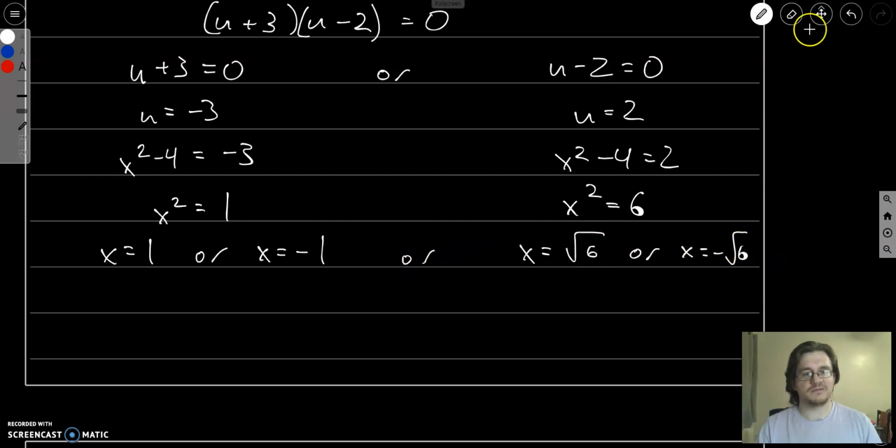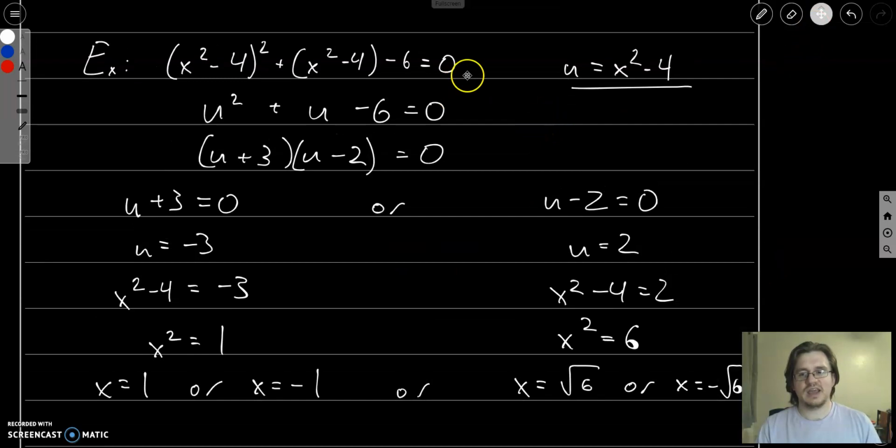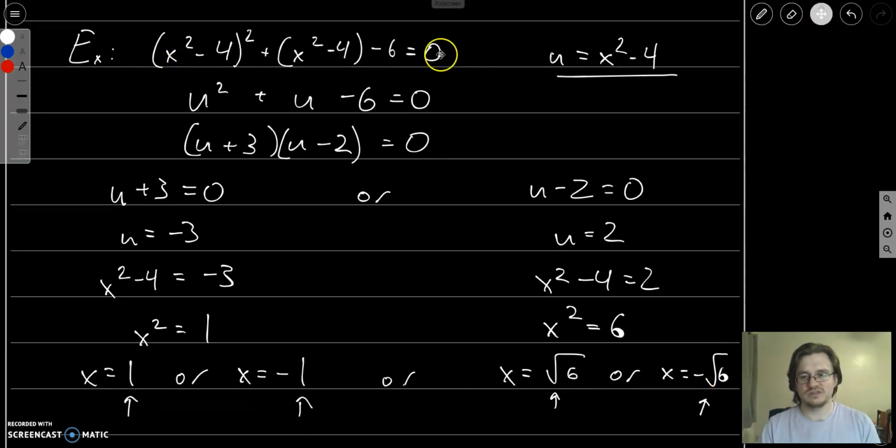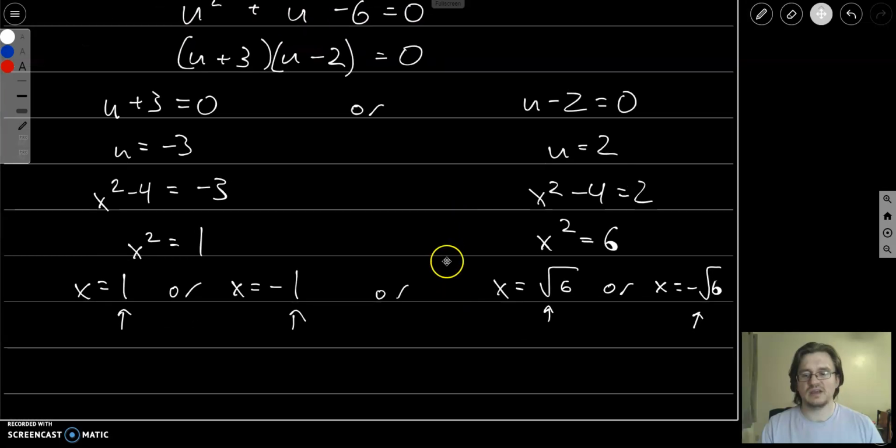So we've got 4 potential solutions, and then I'd have to plug them back into my equation to make sure that they work. In this case, each one will work. So we've got 1 and negative 1, square root of 6 and negative square root of 6 as 4 solutions to this equation.